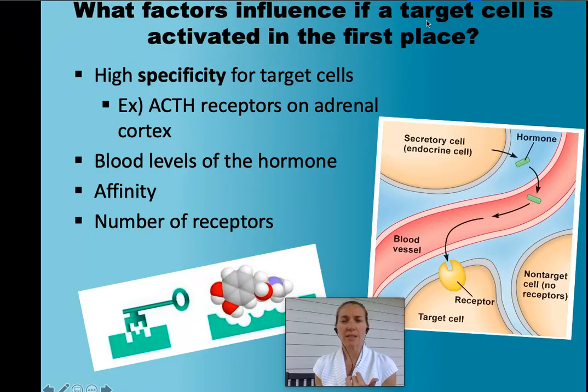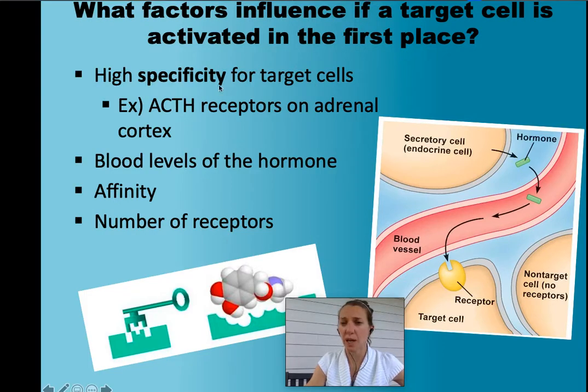Now I want to look next at what factors are going to influence whether a target cell is going to be activated by the hormone that's released. There are 4 key factors that I'd like you to be aware of that are going to impact how much, or whether, a target cell is going to be able to receive messages from the hormone. First of all, high specificity for a target cell. This is very much a lock and key mechanism.